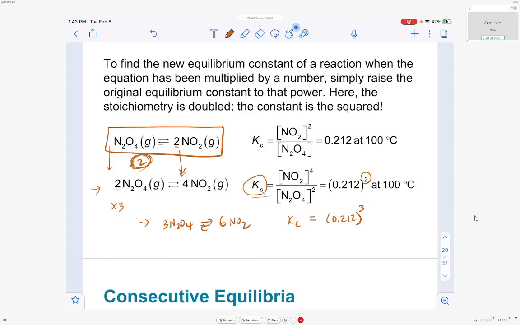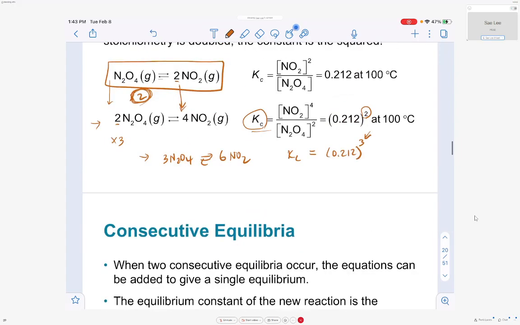So in the exam or homework assignment, if you see a new reaction where it has been multiplied by a number from the original reaction, don't forget to raise the equilibrium constant to the power of the number that has been multiplied to the new reaction. Okay.